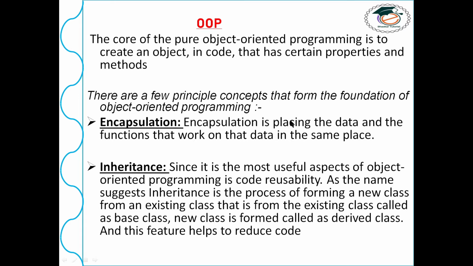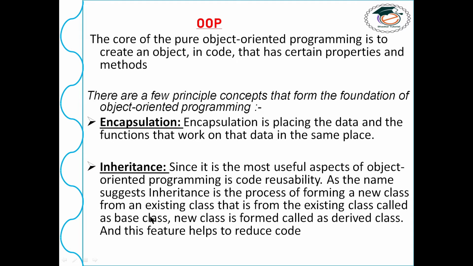It is placing the data and the functions that work on the data in the same place. So encapsulation works by placing the data and the functions that work on the data in the exact same place. Second, you see inheritance. It is the most useful aspect of object oriented programming in code. Basically all are important factors, but keep in mind inheritance is the most important factor for object oriented programming in reusability.